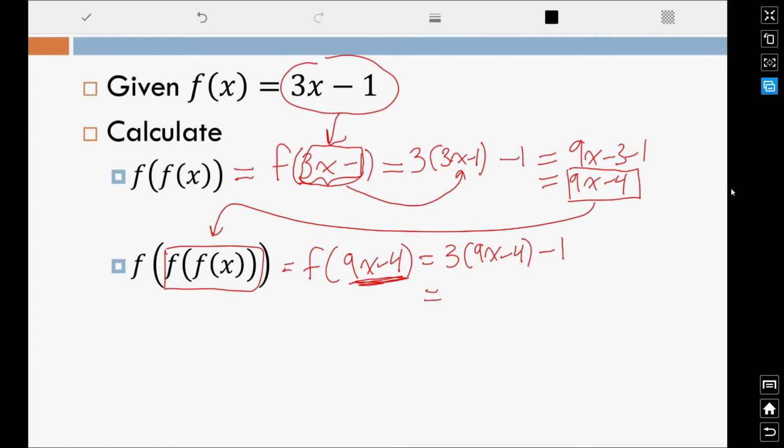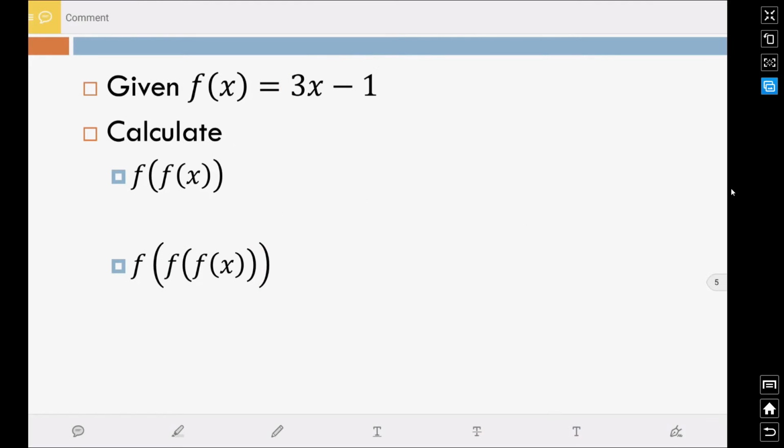Clean things up a bit. We get 27x minus 12 minus 1. Further clean up, 27x minus 13. There we go. This is what f of f of x is going to look like. Okay. So even though we don't know what value x is, we can still compose the function. We just have to use a little bit of algebra, I suppose, to help us out a bit. Okay. All right, let's go through another example.